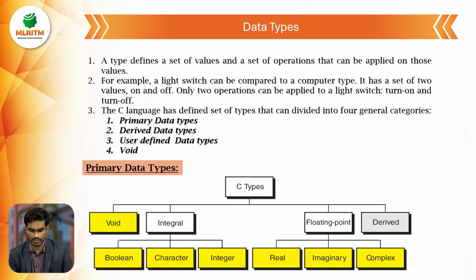Next, the C language has a different set of operations and types that can be divided into four general categories. That is primary data types, derived data types, user defined data types, and void. Okay. Next, primary data types. Here, C types. Here, void is the void. Next, integral. Next, boolean. Again, integral consists of boolean type, character type, and integer type. Next, floating points are real, imaginary and complex. Next one is the derived data types.